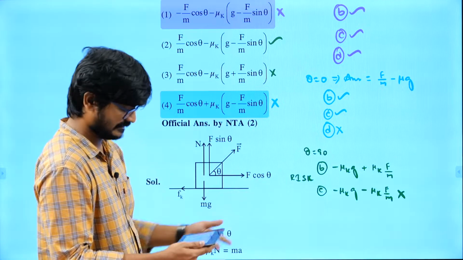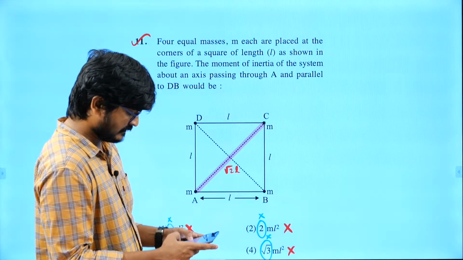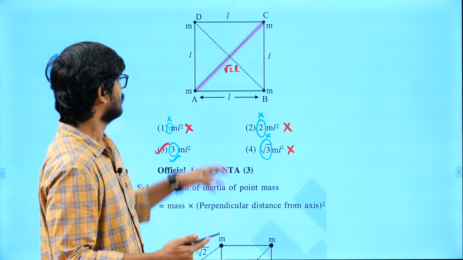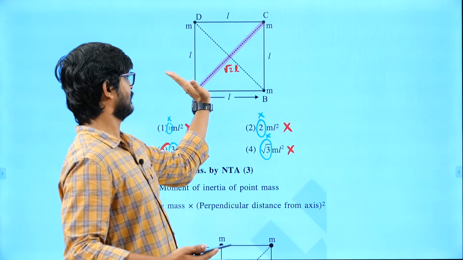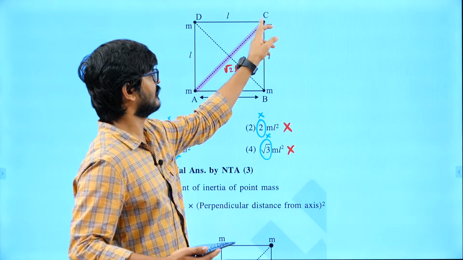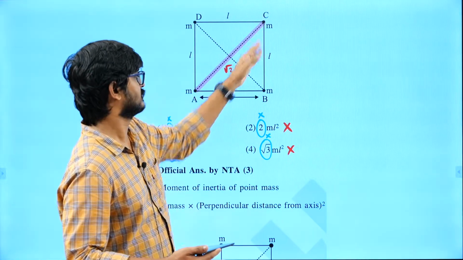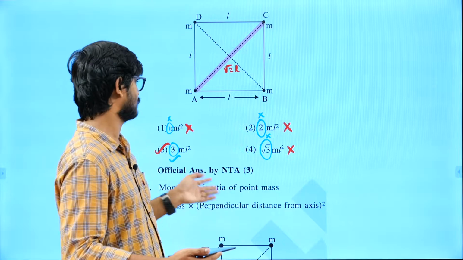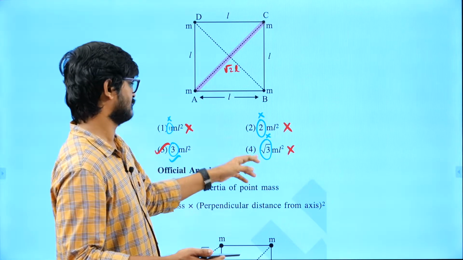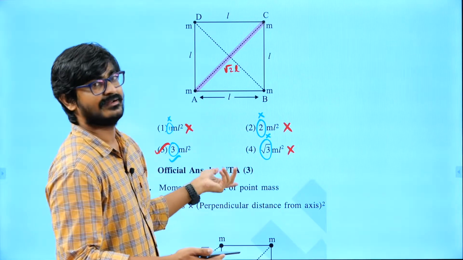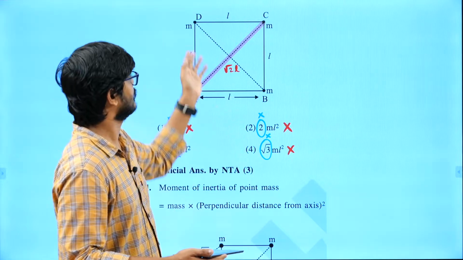Yeah, I'm going to take risk there, something like that. And this one, moment of inertia about this axis you need to find. So moment of inertia of this particle alone is going to be m into 2l square, that is 2ml square. So answer has to be more than 2ml square. So you must not mark these 3 because these 3 are either equal to or less than, but you know it has to be more than.